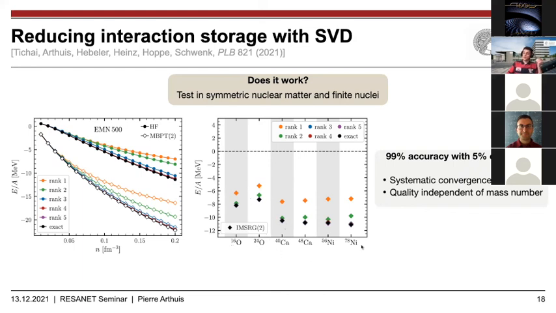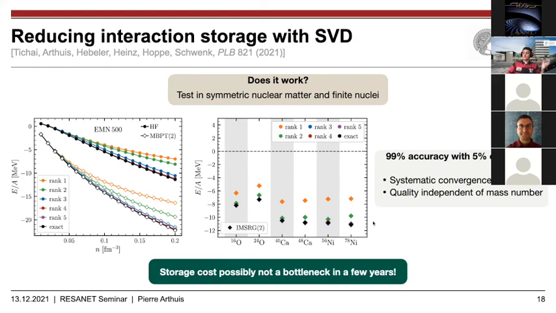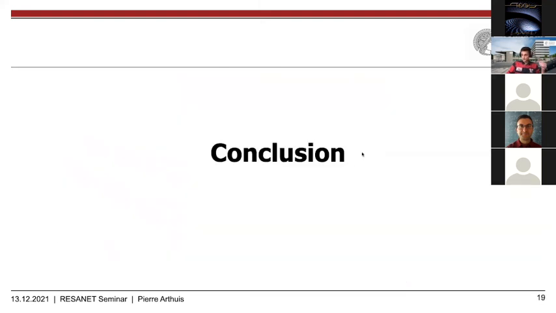What is especially interesting in the finite nuclei case is that the quality of the reproduction is independent of the mass number. So we can expect this to carry over to heavier nuclei, where gains in storage are even more important. If we're able to extend that to three-body forces, storage costs could possibly not be a bottleneck anymore in a matter of just a few years. So that's really exciting for us.